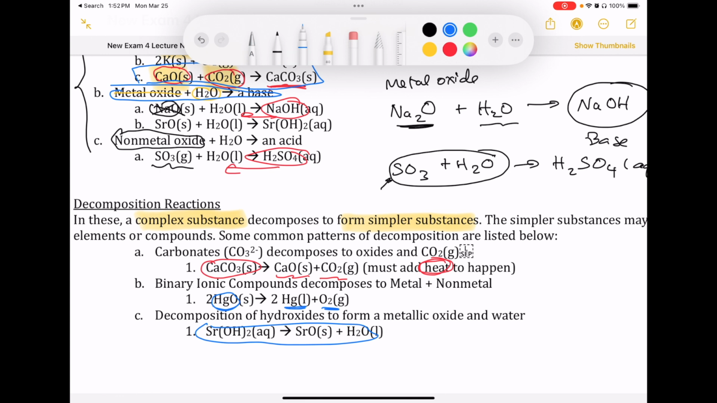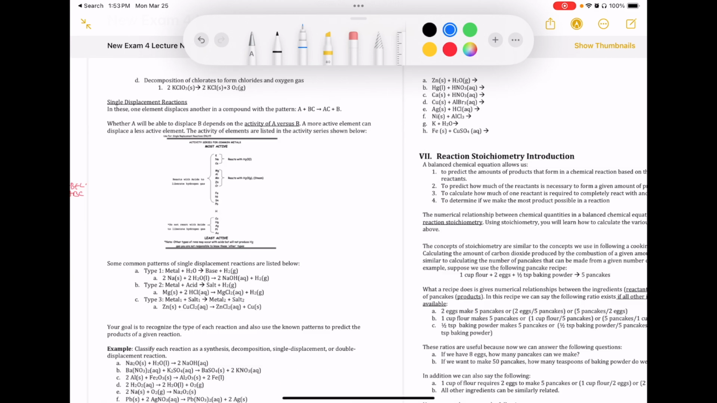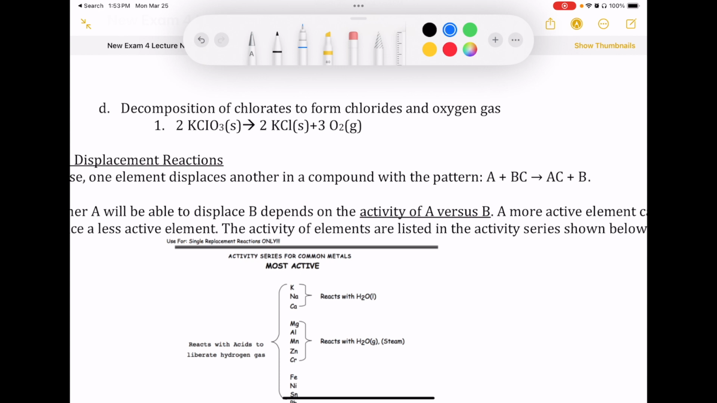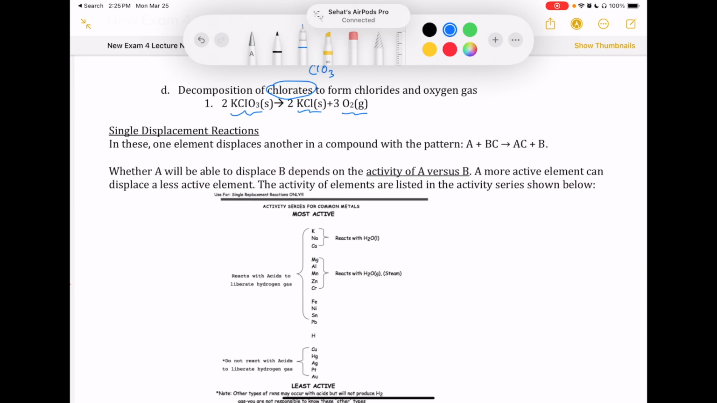And the last one, again, it's basically just the reverse of this reaction right here, the metal oxide plus water reaction forming a base. You can see that we start with a base here because it has hydroxide on it, and it breaks apart into two things here. One is a metal oxide, and the other one is water, okay? All right, and of course the last one is we can, again, start with a compound here we call chlorates. Chlorates are anything that has ClO3 in it. And so this one is potassium chlorate. If you heat it up, it will break apart into potassium chloride and oxygen. So now we're going to go into this third type of reaction that we call single displacement reactions.